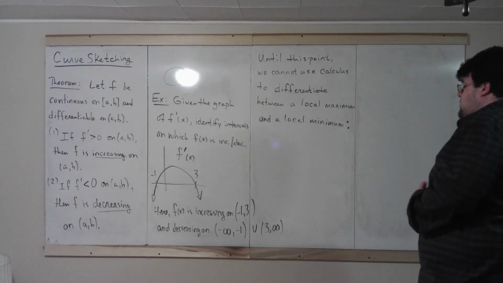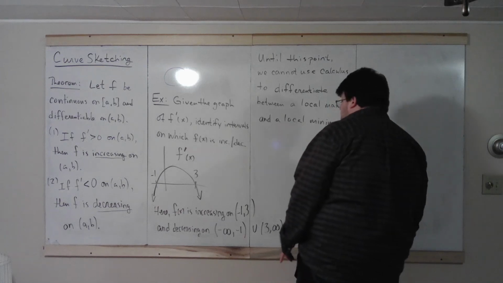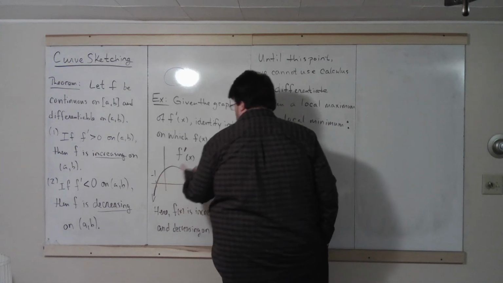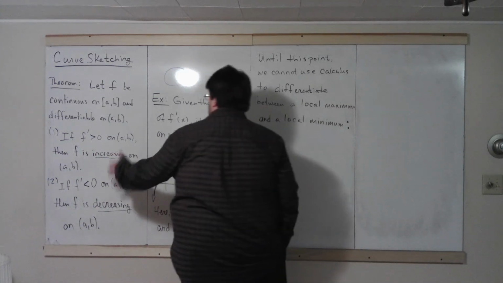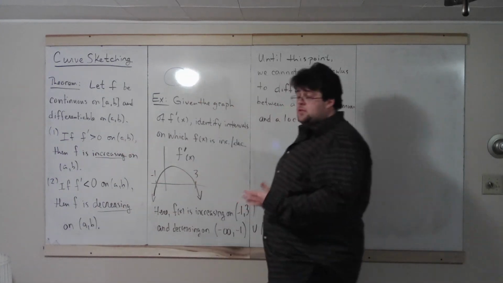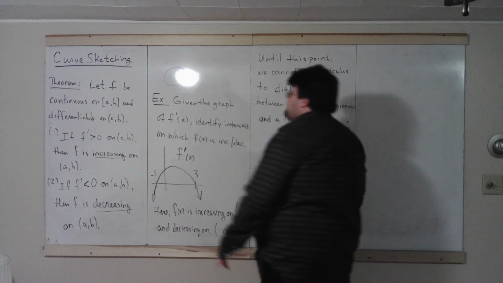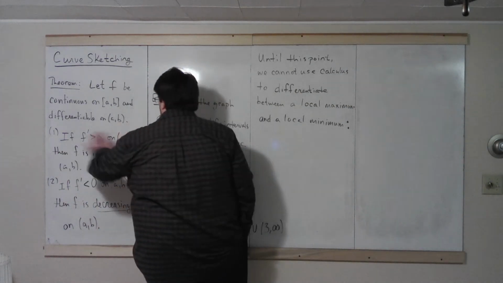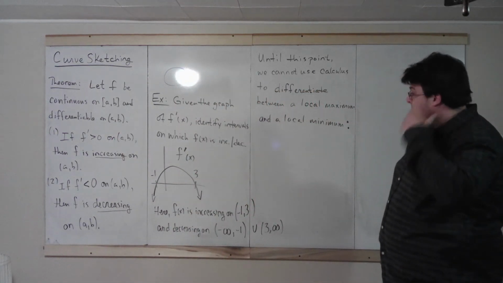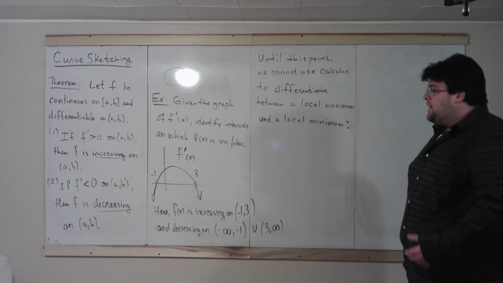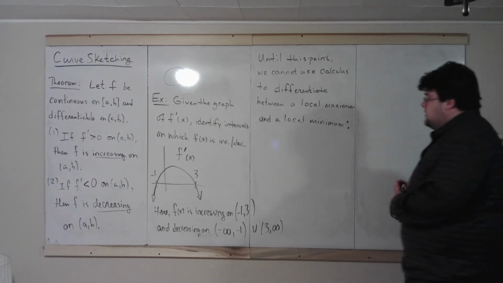So notice in this example, we don't include the endpoints. At the endpoints negative 1 and 3, notice the first derivative is 0. This theorem doesn't tell you anything about what happens when the first derivative is 0. It just tells you about what happens where the first derivative is positive. Now, why doesn't it tell us about what happens at 0? Well, we'll examine that a little more closely.